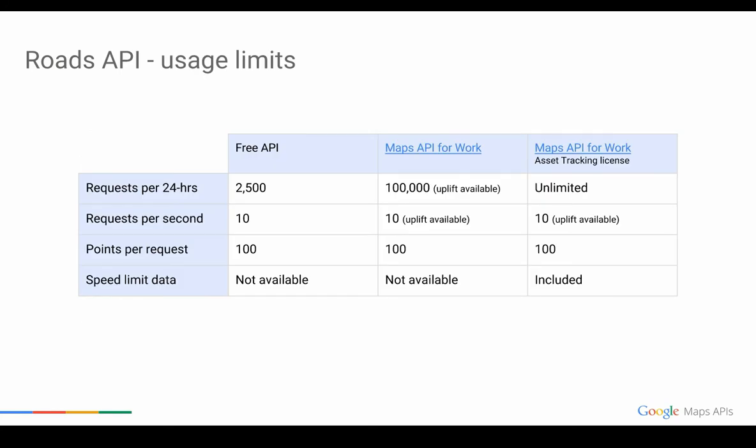Just a quick note about usage limits before we get into a demo. There's a free limit of 2,500 requests per day, but above that will require a Maps API for Work license. I think the main thing to highlight here is that the speed limit data is only available with the Maps API for Work asset tracking license. The Roads API is part of the Maps API family, so it isn't sold separately. When you purchase a Maps API for Work license, you'll get access to it with these higher limits.